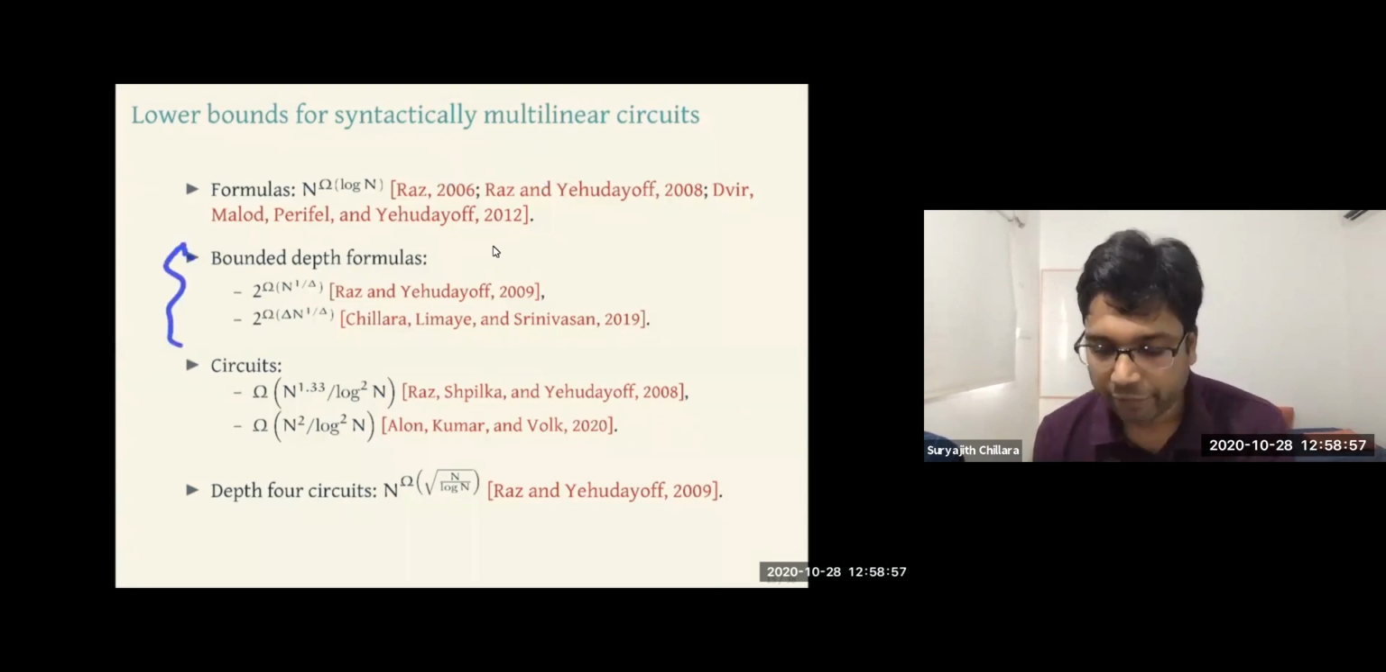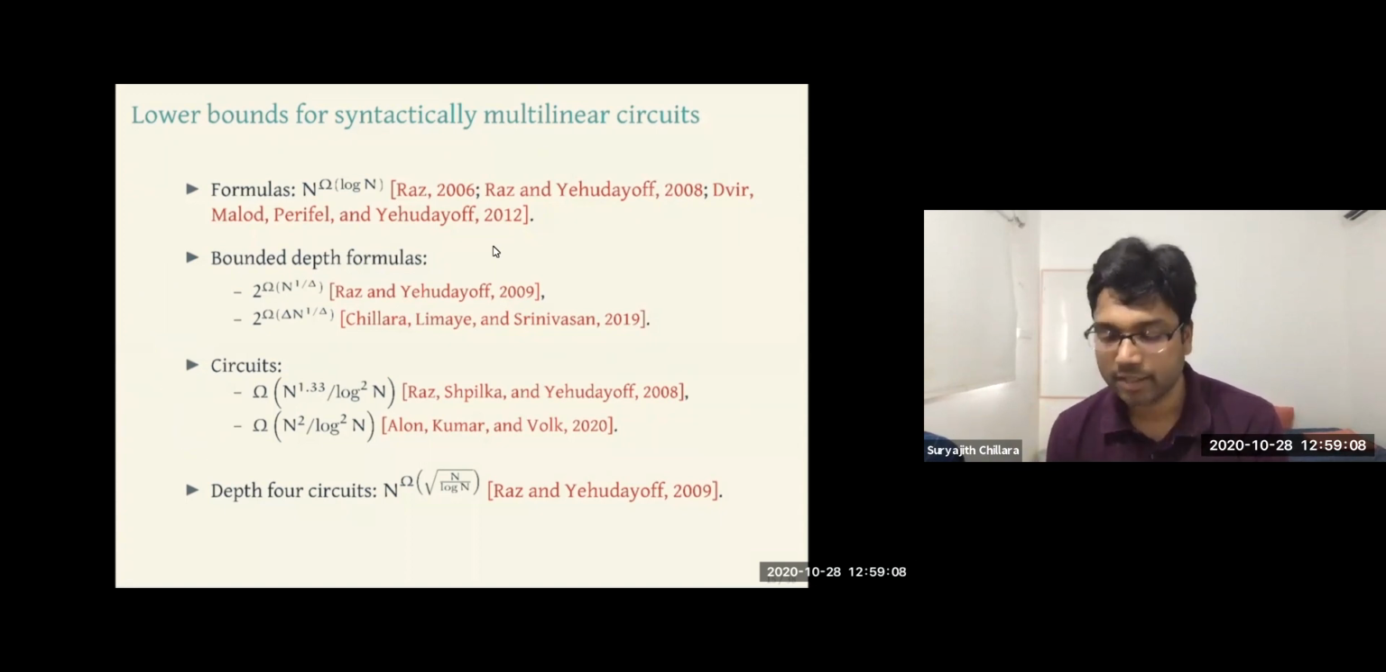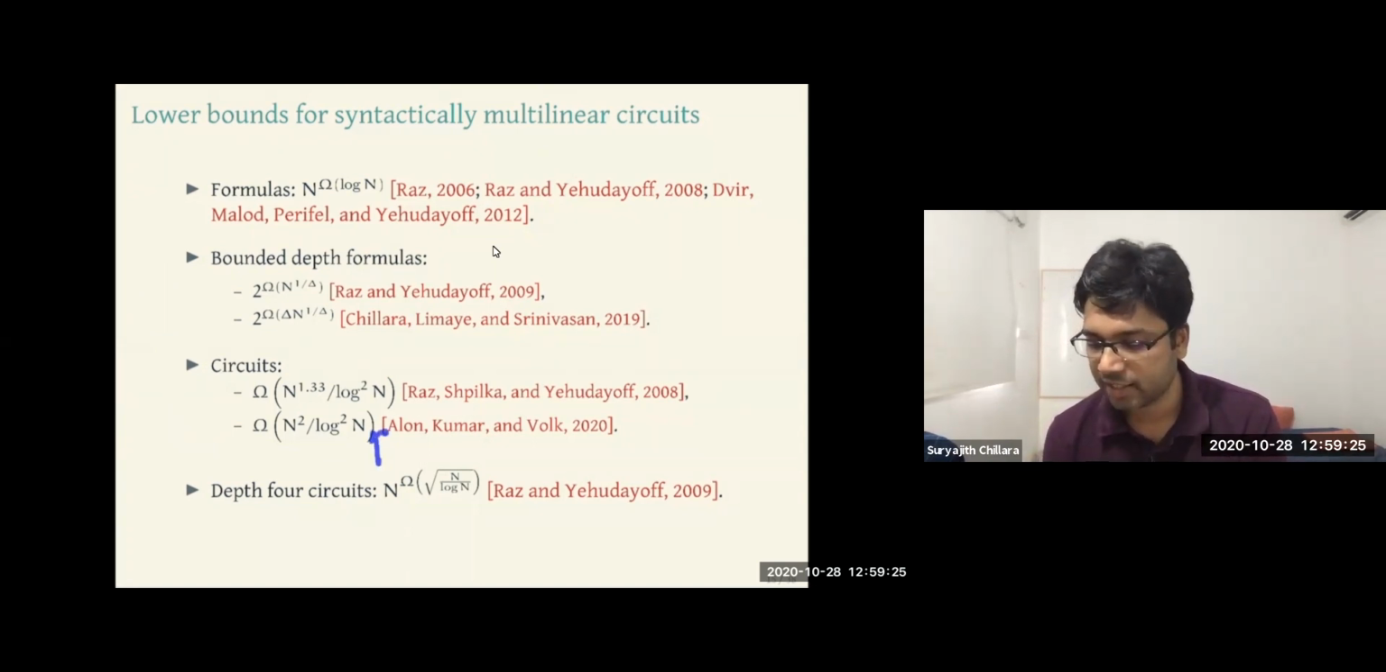Then, if you restrict the depth of the formulas, we also know really strong lower bounds. And remember that I said for general arithmetic circuits, we know lower bounds which are barely superlinear, which is n log n. In comparison, for multilinear circuits, we know something better, which is quadratic. This improves upon a result of Raz, Shpilka, and Yehudayoff. The latest result is Alon, Kumar, and Volk. And in particular, for constant depth circuits, especially when depth is 4, Raz and Yehudayoff show a better lower bound than 2 to the power n to the power 1 by delta.